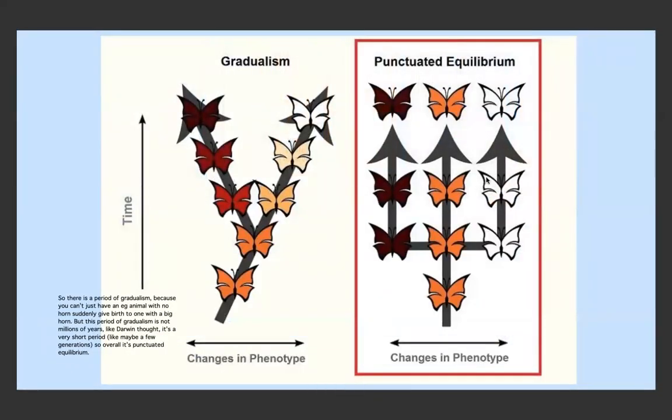So obviously there is a period of gradualism because you're not going to go from one species immediately within a generation to a new species, but it's a lot shorter period of gradualism than Darwin thought. It's still a lot of generations, but much fewer than the millions and millions of years that Darwin suggested.